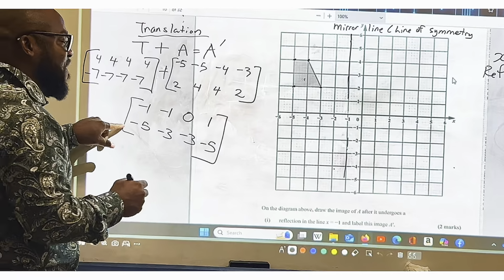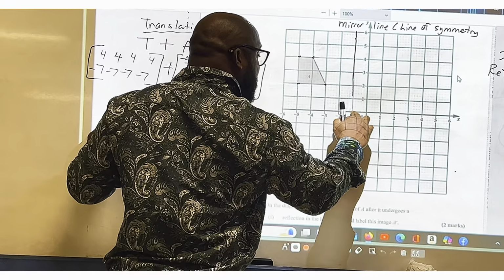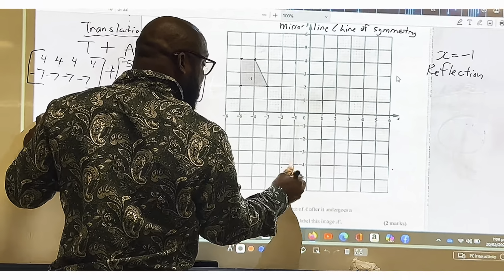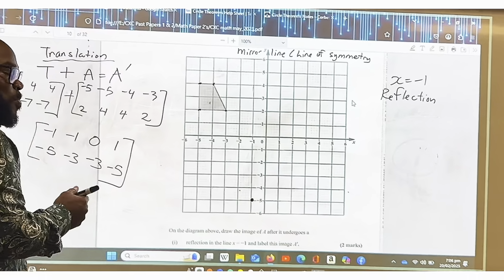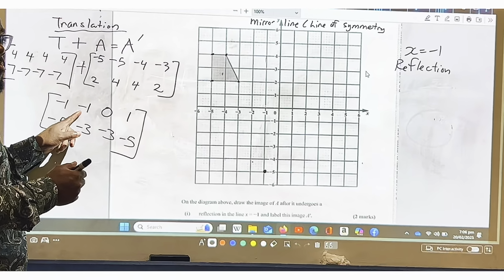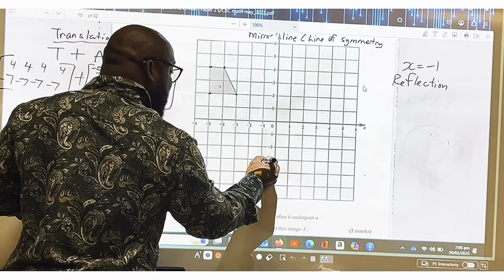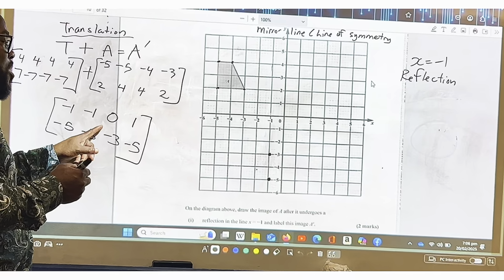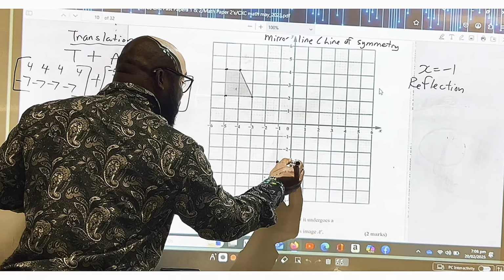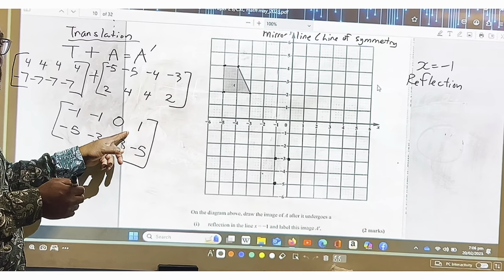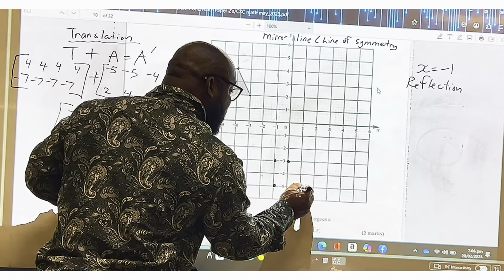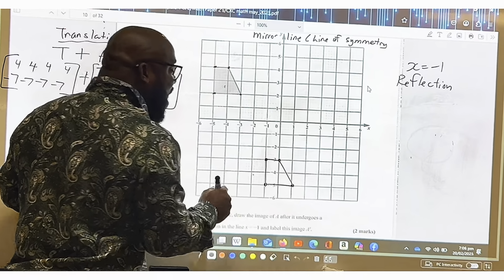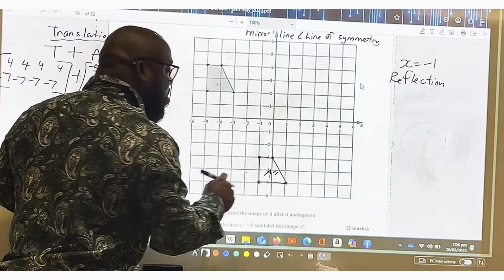Negative 1, negative 5. We are over the mirror line now, but this is different. Negative 1, negative 3. 0, negative 3. And 1, negative 5. This is called A double prime.